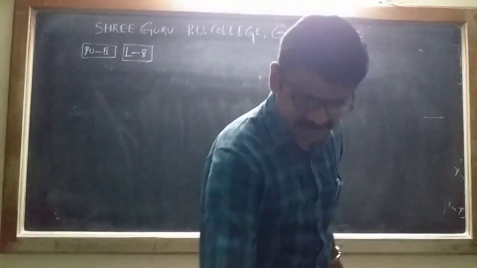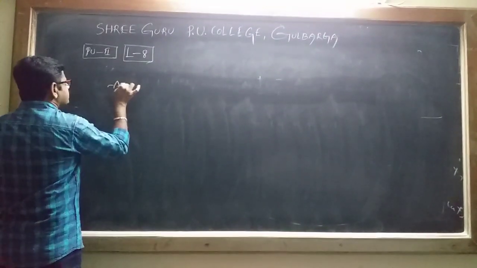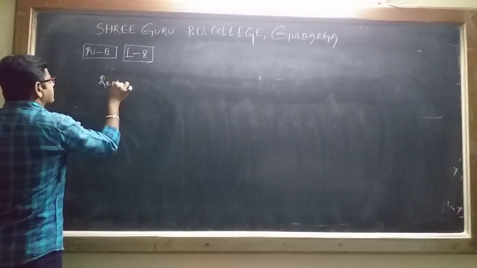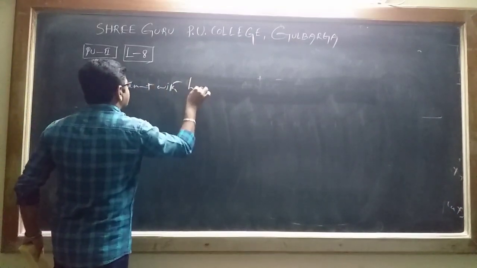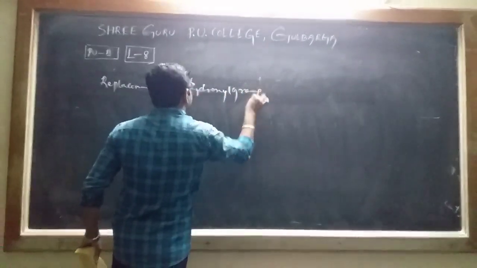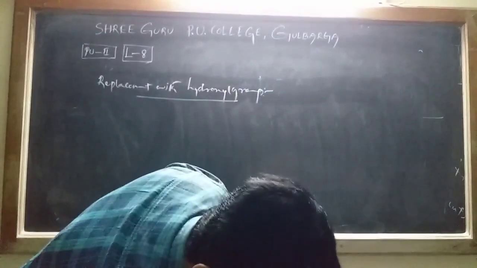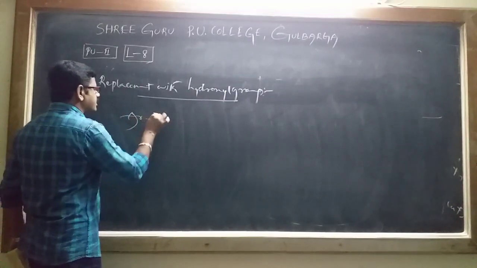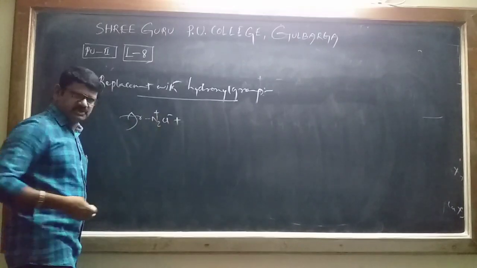Right, some more reactions we will discuss regarding the displacement process. That is replacement with the hydroxyl group, OH. How does the hydroxyl group replace? We will discuss now. Very simple. ArN2+ Cl−, benzene diazonium chloride.